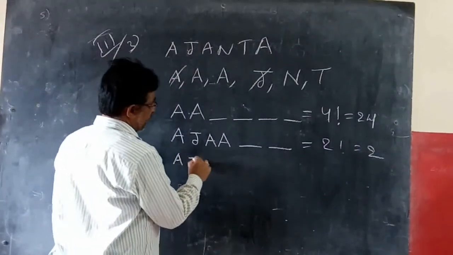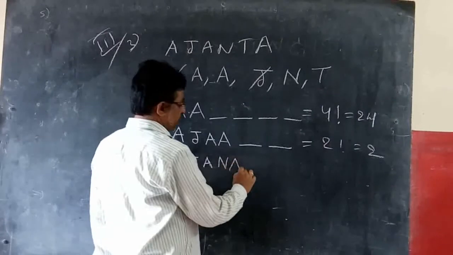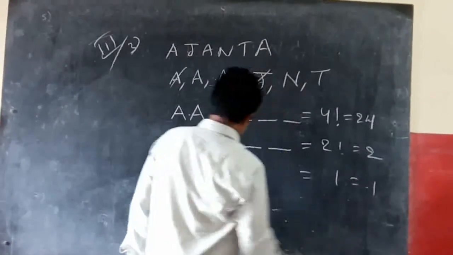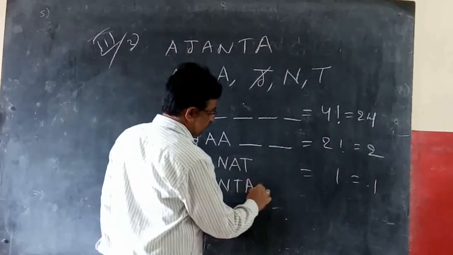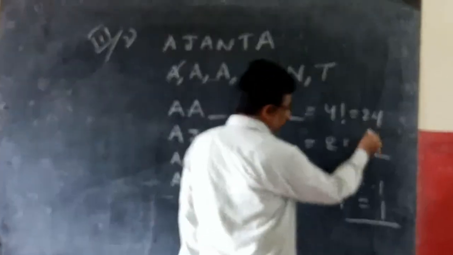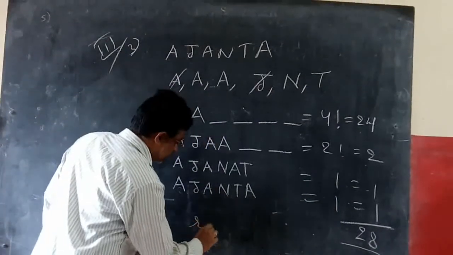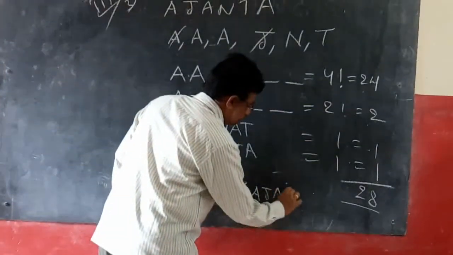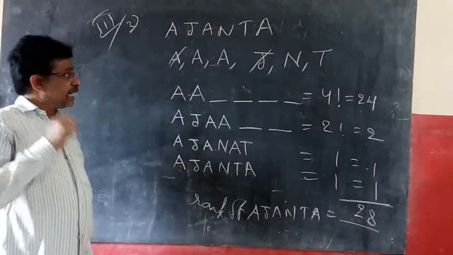Next is AJA with N. After N, in dictionary order A will come, after A, T will come. So this is one arrangement. Next arrangement is AJANTA, Ajanta. This is the word we want. So this is 1. The total number of ways is 24 plus 2, 26, plus 2, 28. So the rank of Ajanta equals 28.